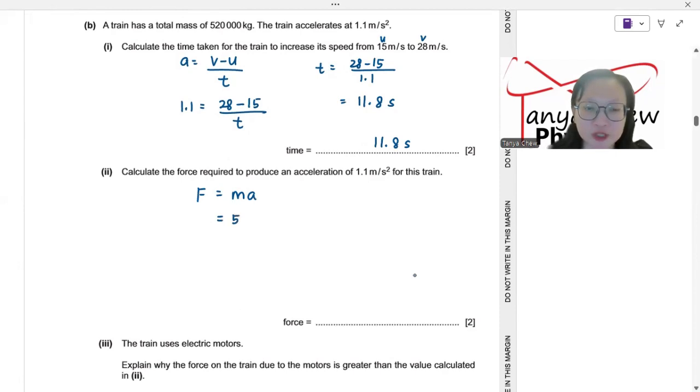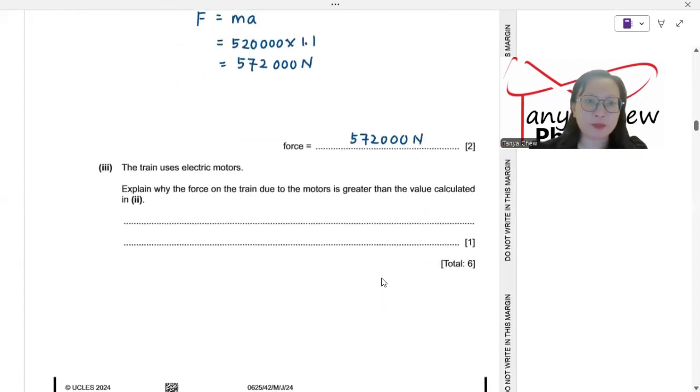M is the mass, which is 520,000. Times the acceleration, which is 1.1. So I got 572,000 Newton. So my answer is 572,000 Newton. Now the second part, the train uses electric motors.